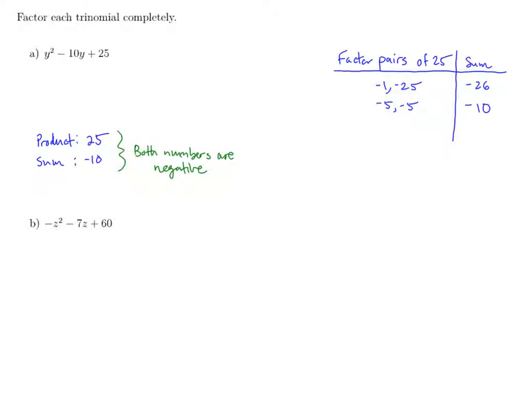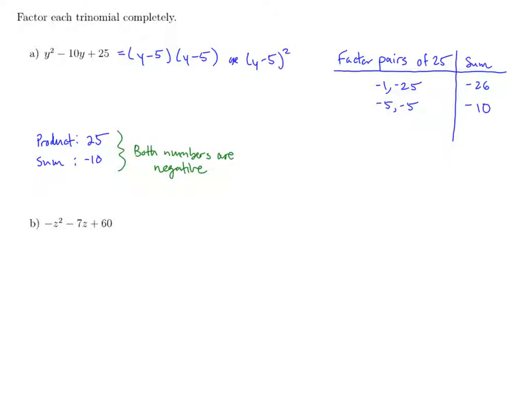So in using this to factor y squared minus 10y plus 25, we'll write that y squared minus 10y plus 25 equals y minus 5 times y minus 5. This could also be written, if we wanted, as y minus 5 quantity squared, since that's the same factor.